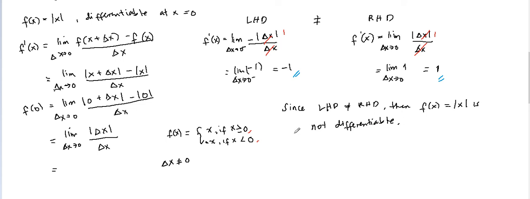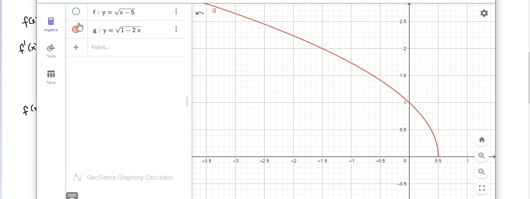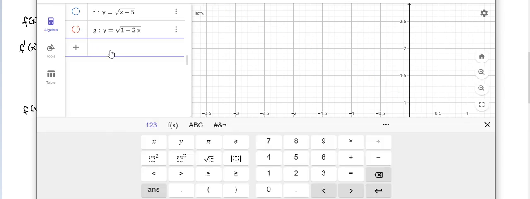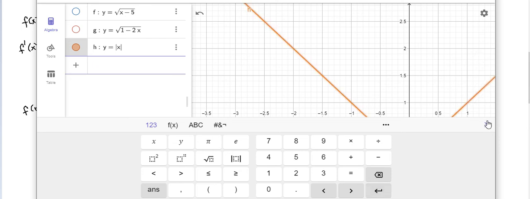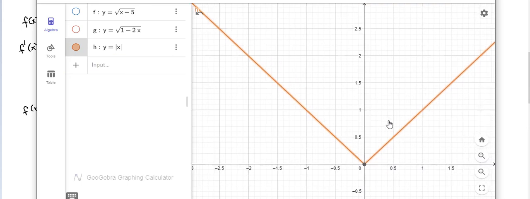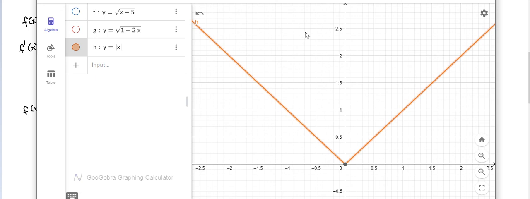Okay? So, yan. Ngayon tignan natin yung graph ng function na ito. Okay, kung i-graph natin to, we have y equals absolute value of x. Ayan. So, ito yung itsura ng ating graph ng ating function na f of x equals absolute value of x.